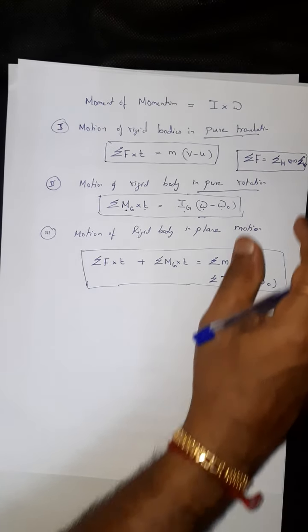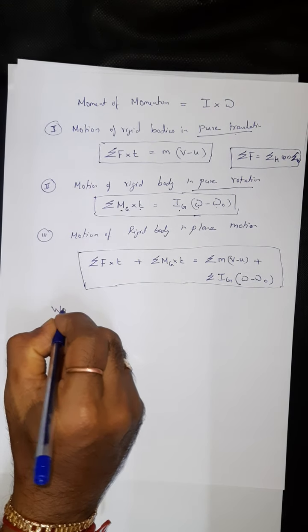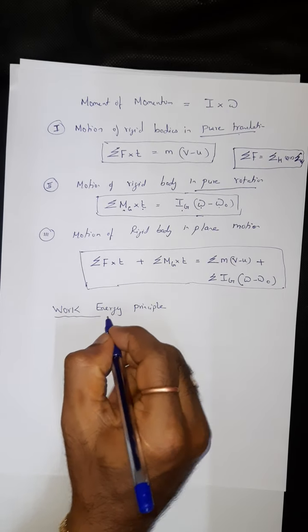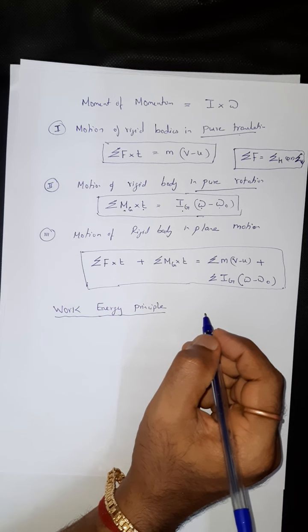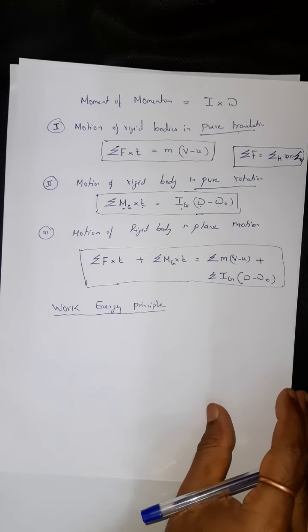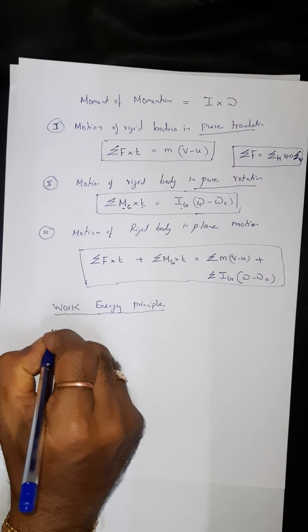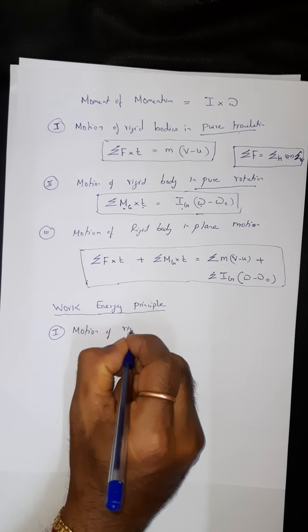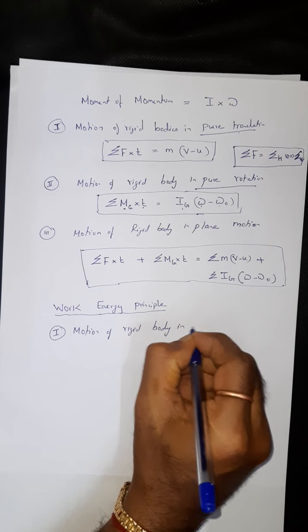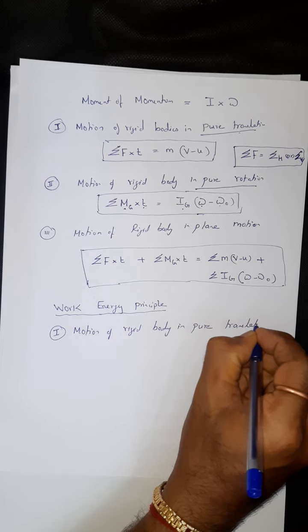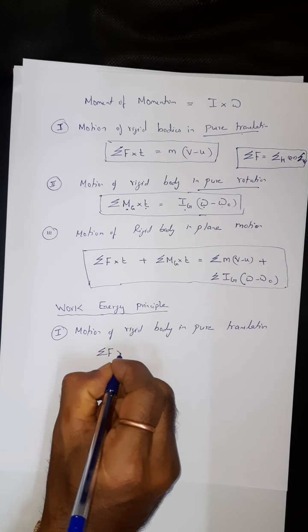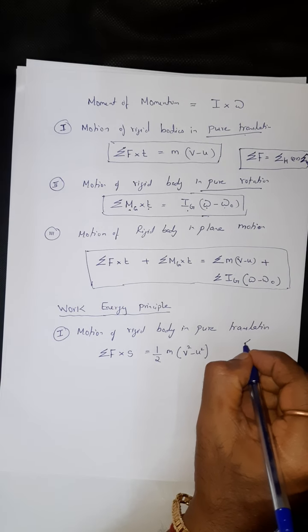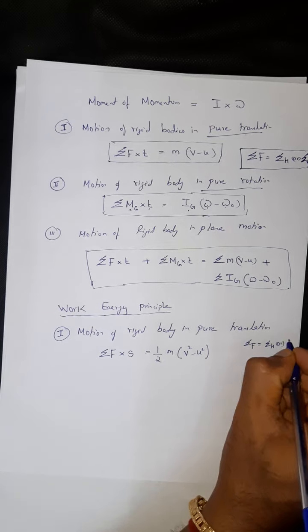When it comes to the energy method or the work energy principle, this work energy is nothing but the work done and the change in kinetic energy, isn't it? So for case 1, the motion of a rigid body in pure translation, sum of force into displacement equals 1 by 2 m into final velocity minus initial velocity, where sum of force is the sum of horizontal forces or sum of vertical forces.